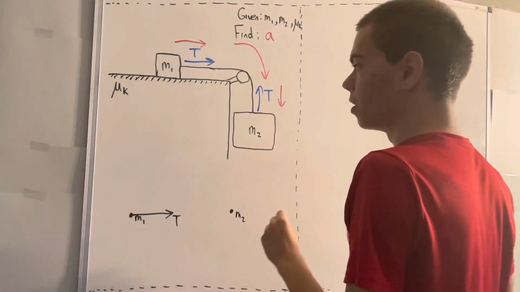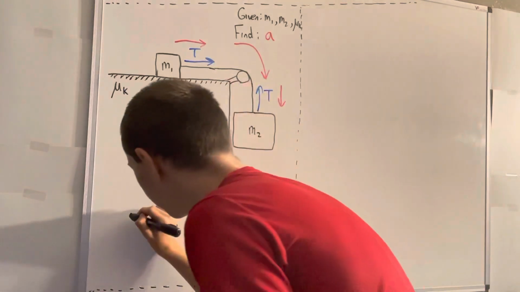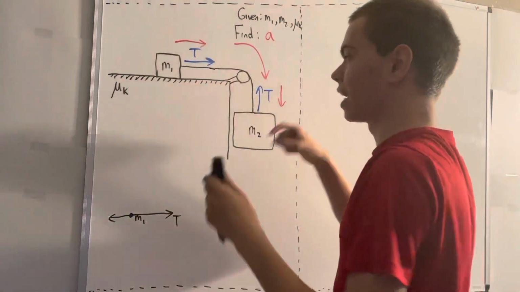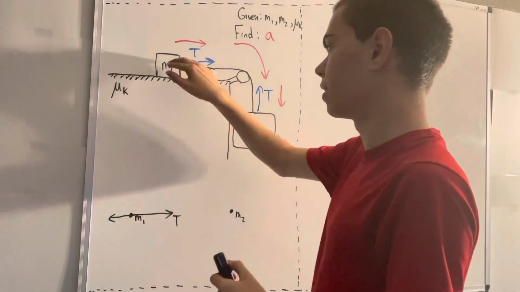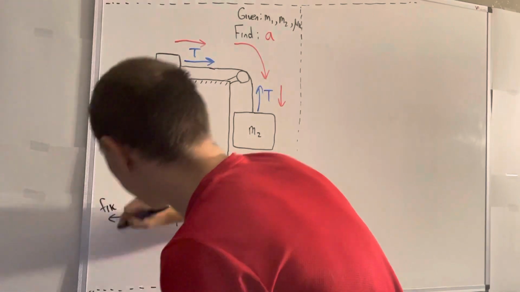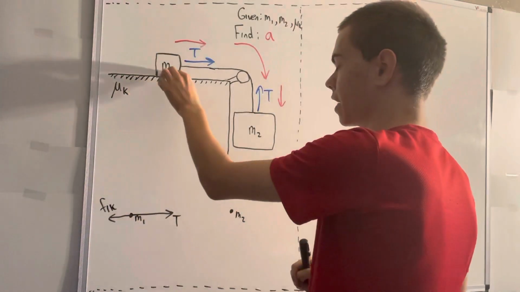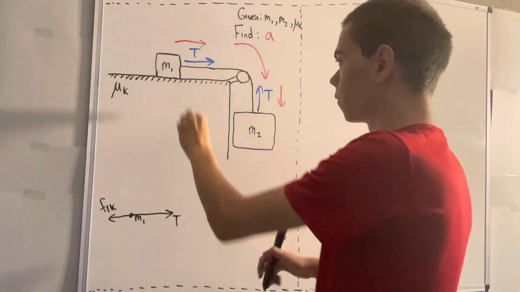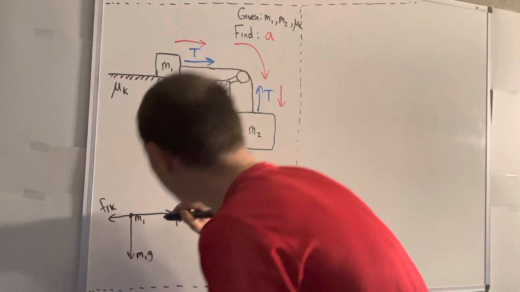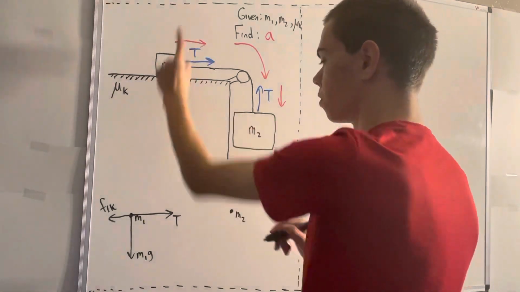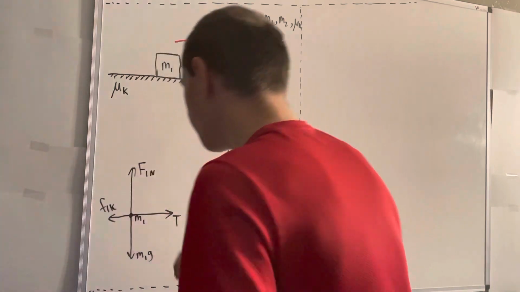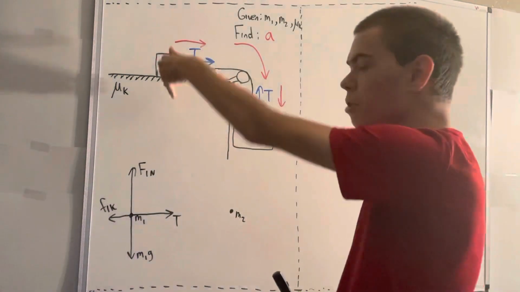Also, we have friction. Since the system's going to move this way, friction will act in the opposite direction. So we have F1K, the kinetic friction acting on block 1 going to the left. Of course, m1 has a weight force downward, m1g, and since it's on the surface, a normal force F1N pointing upward. These are the forces acting on block 1.